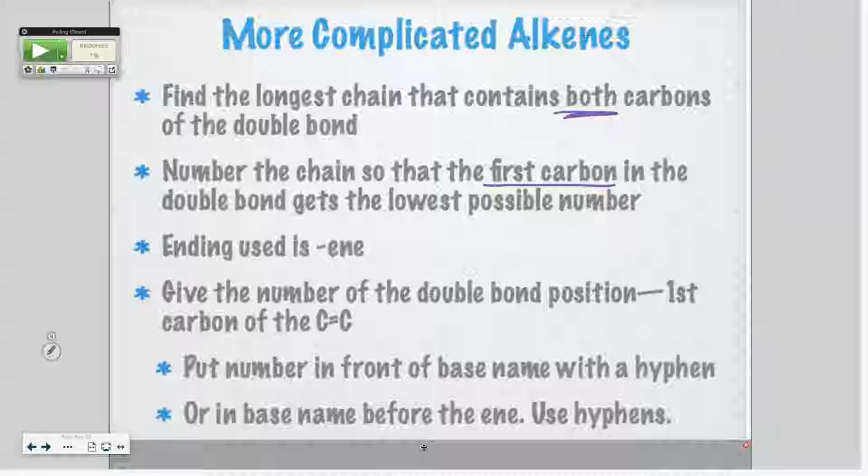You put the number in front of the base name with a hyphen, or in the base name before the part of the name "ene," and I will show you that. You can do it either way, but we don't do both. You pick one. This is a little bit older, and this is a little bit newer. You'll see both in the homework and in the book. When you put in your name, I've tried to check all the questions, and it doesn't matter which way you put them in. Just pick one way and stick with it.